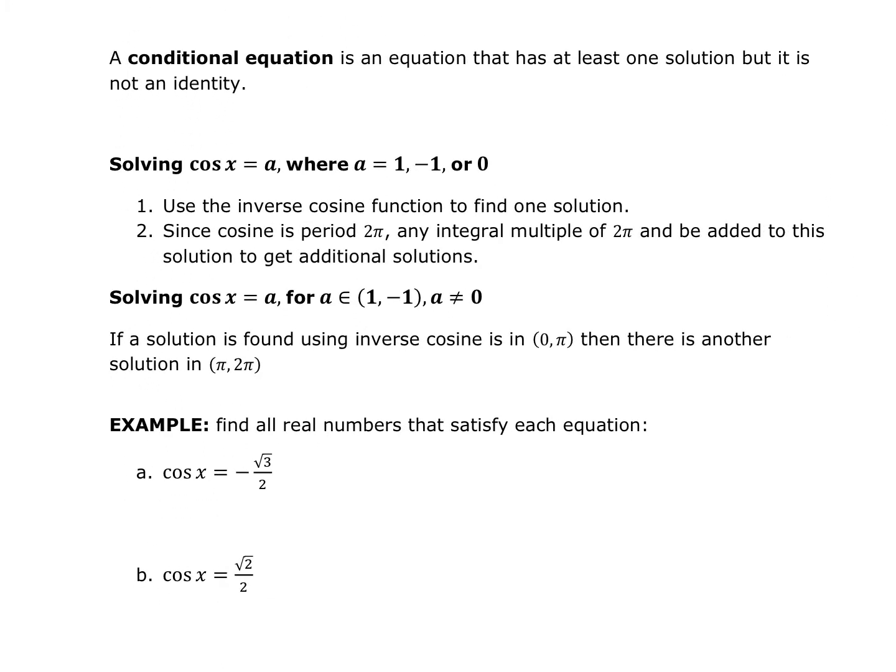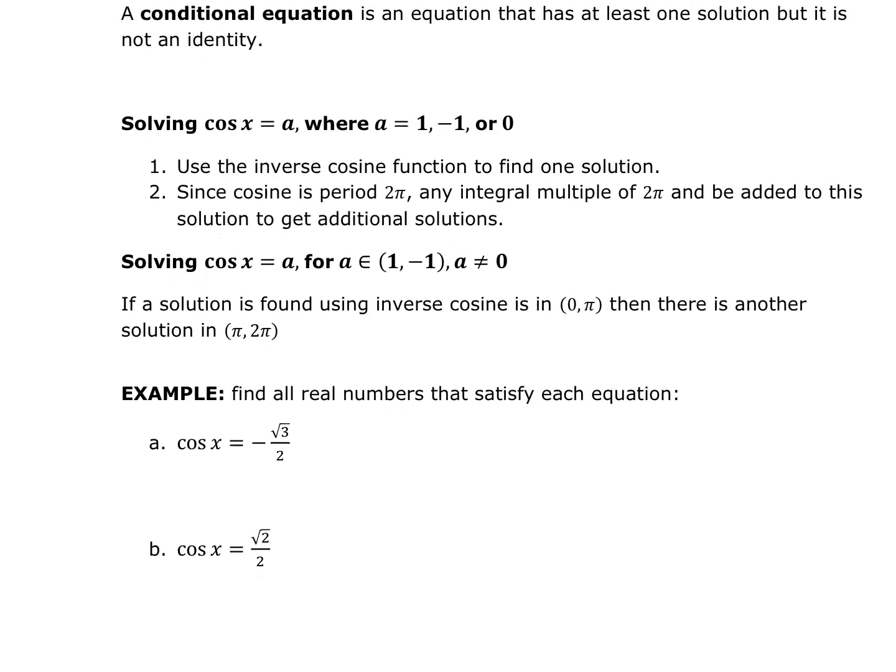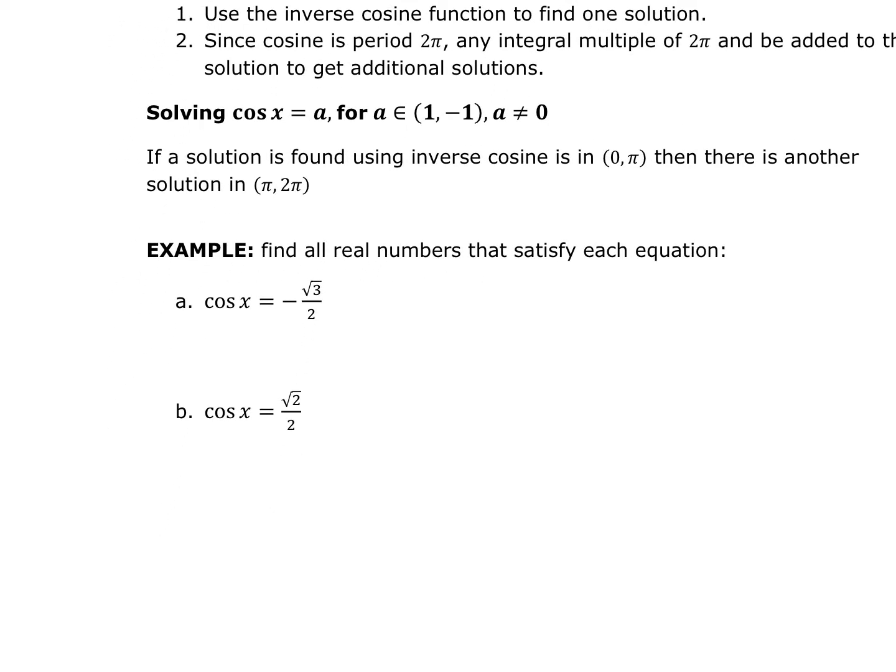We're going to start with cosine of x is equal to some number a, where, of course, the range of cosine is between -1 and 1. So, we have to have the cosine of x equal to some number between -1 and 1. And I have these two examples. We have to pay attention to the directions. Now, the directions say I want all real numbers, not in a particular interval.